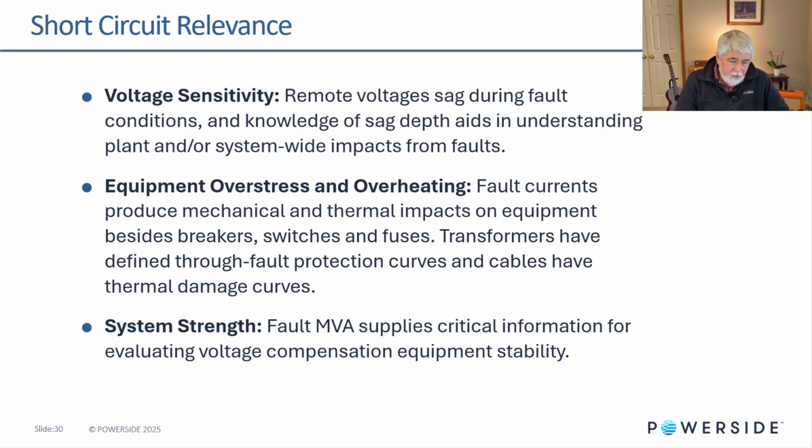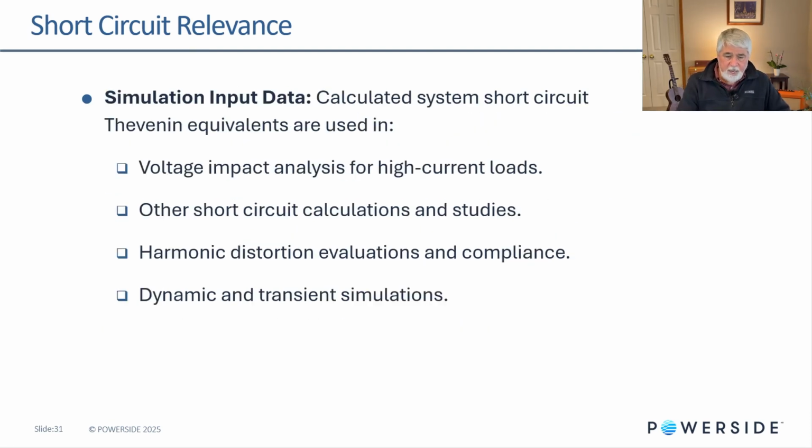The system strength. So fault MVA, which is calculated by multiplying the current times the rated voltage times √3, supplies critical information for evaluating voltage compensation equipment stability. So what I'm talking about here is like a StatCom that's on your system, and it's in a voltage feedback mode, and its control systems are looking at how the voltage changes with how much current it puts out into the system. The weaker the system, which means the lower the fault MVA, the more difficulty they'll have in keeping that stable and within its control parameters. So knowing the fault MVA helps with that.